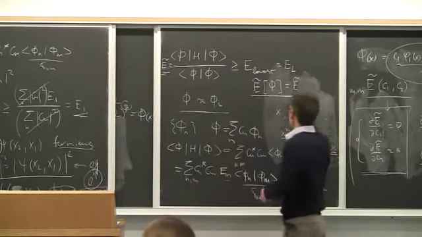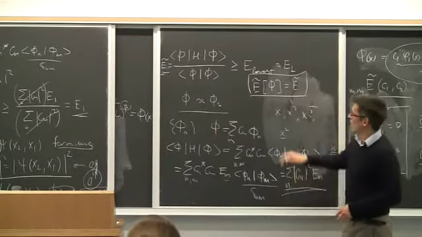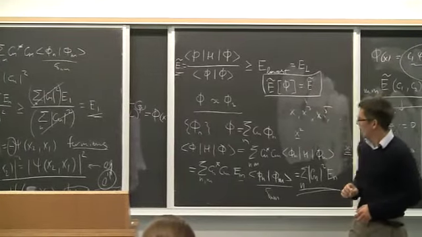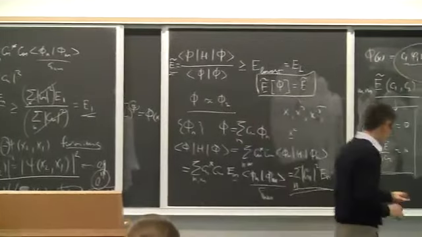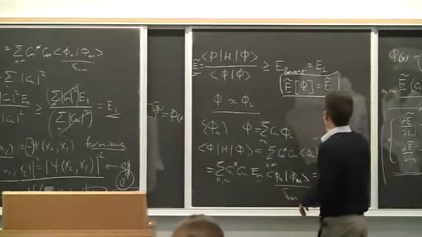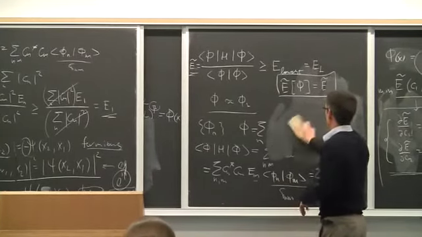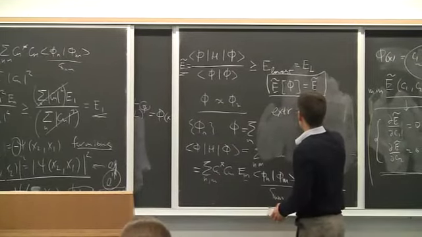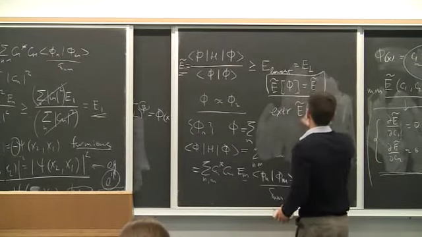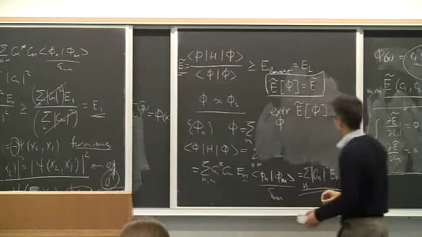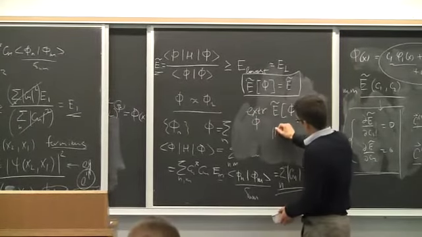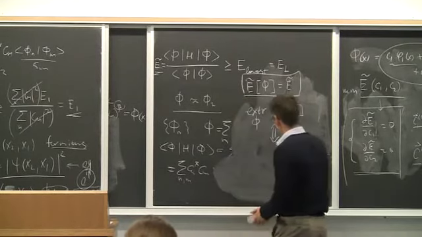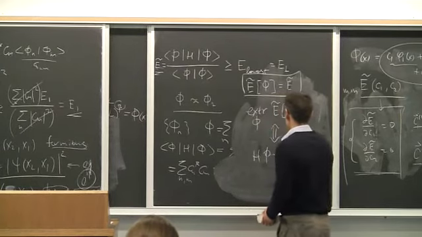But really it's a functional that is accepting a function and giving you a number. Okay? And now the question is, if we formulate a problem where we are finding the extremum of this functional with respect to the function, will this problem be equivalent to the original H phi equals E phi problem?